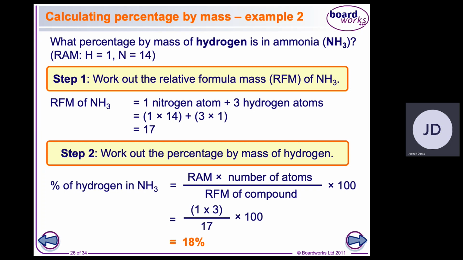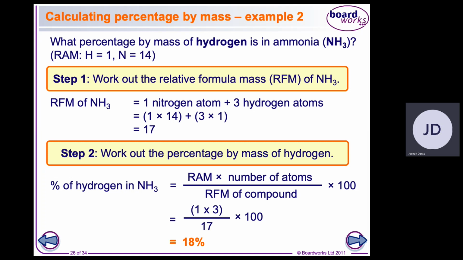The percentage of hydrogen in ammonia will therefore be the RAM of hydrogen multiplied by the number of atoms of hydrogen in the compound, divided by the relative formula mass of the whole ammonia compound and multiplied by 100. The relative atomic mass of hydrogen is 1. That was given to us in the question. Multiply that by the number of hydrogen in the compound.